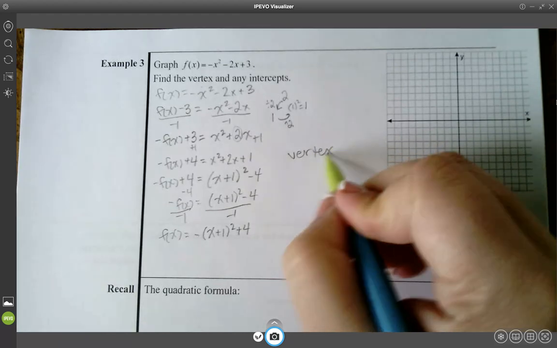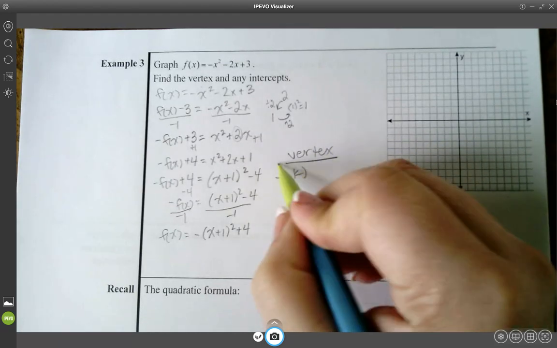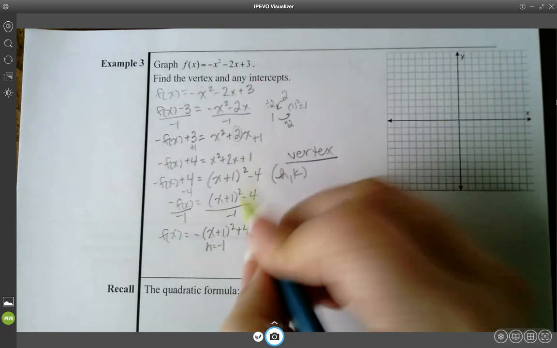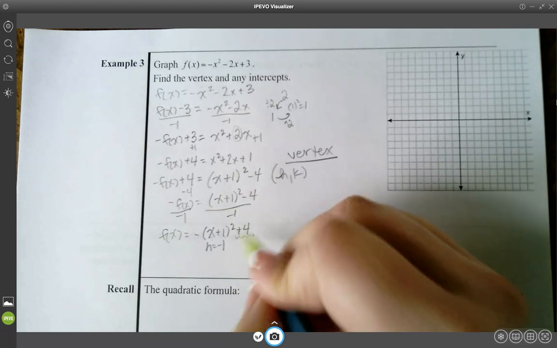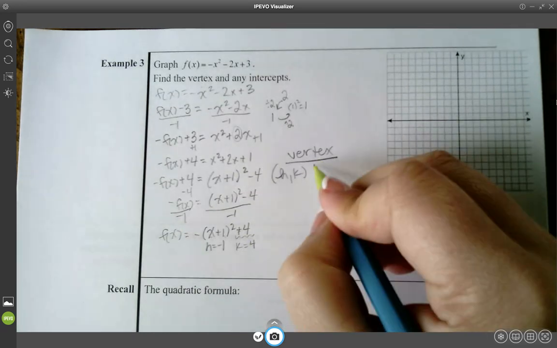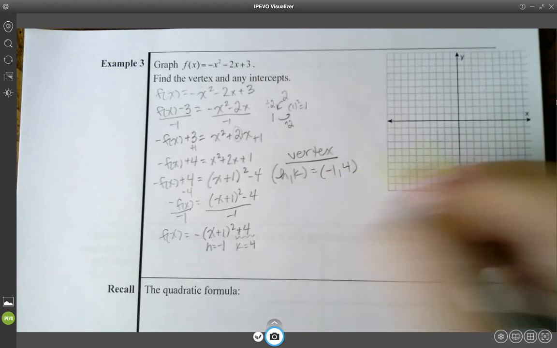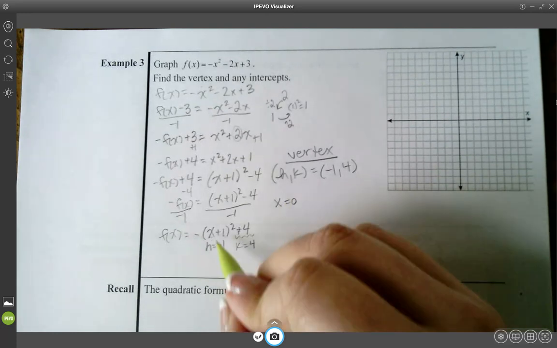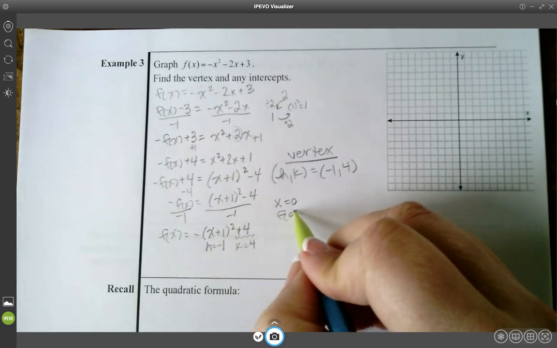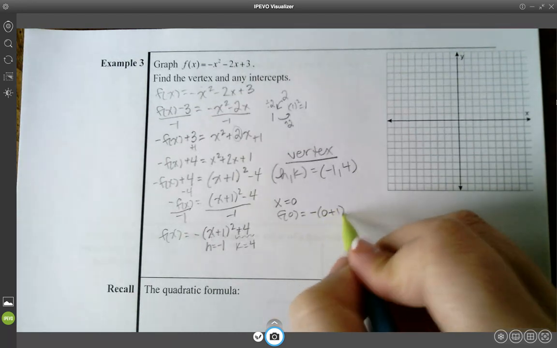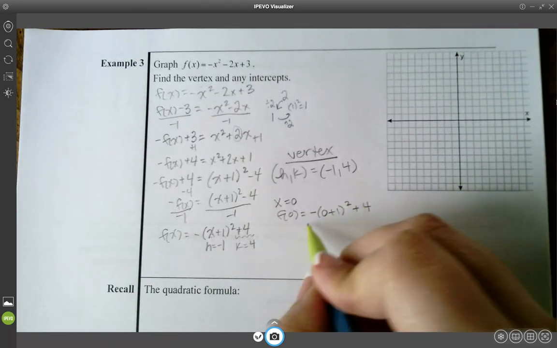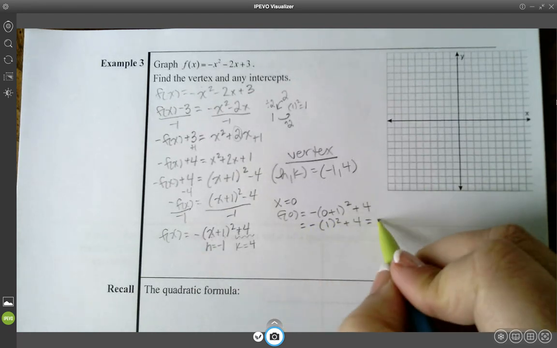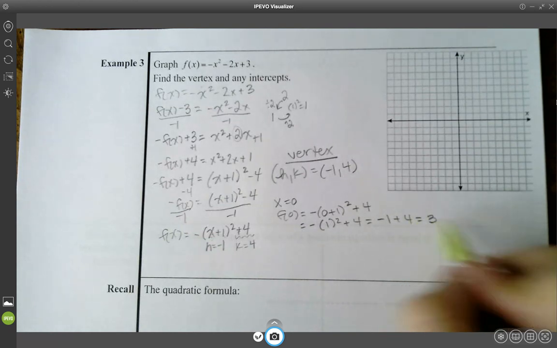To find the vertex, we're looking for h and k. h is the value that would make this 0, so h is negative 1. And k is the value that's added on at the end, so k is 4. So we have (negative 1, 4). And then to find the intercepts, we set x equals 0. When x is 0, f(0) equals negative (0 plus 1) squared plus 4, which is negative 1 squared plus 4, giving us negative 1 plus 4 equals 3.